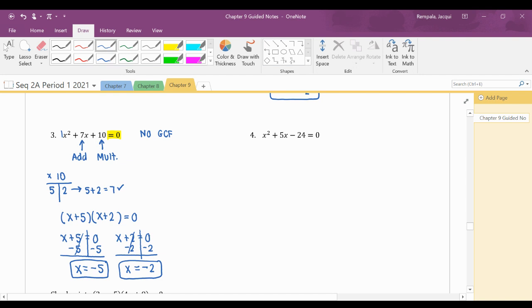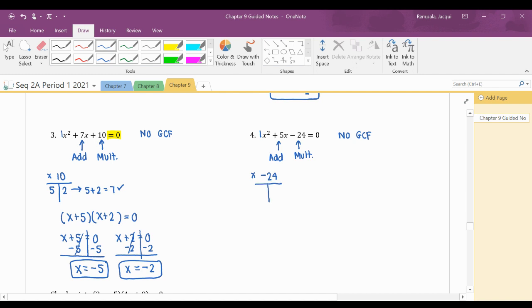Looking at problem number 4, once again, if I don't see a number in front of the x squared, there's a 1. Since there's no variable with that 24, we don't have anything in common between those first three terms, so there is no GCF, which once again follows the pattern. We want to think about what is going to multiply to the last number, but add to the number in the middle. So this time we want to multiply to a -24.